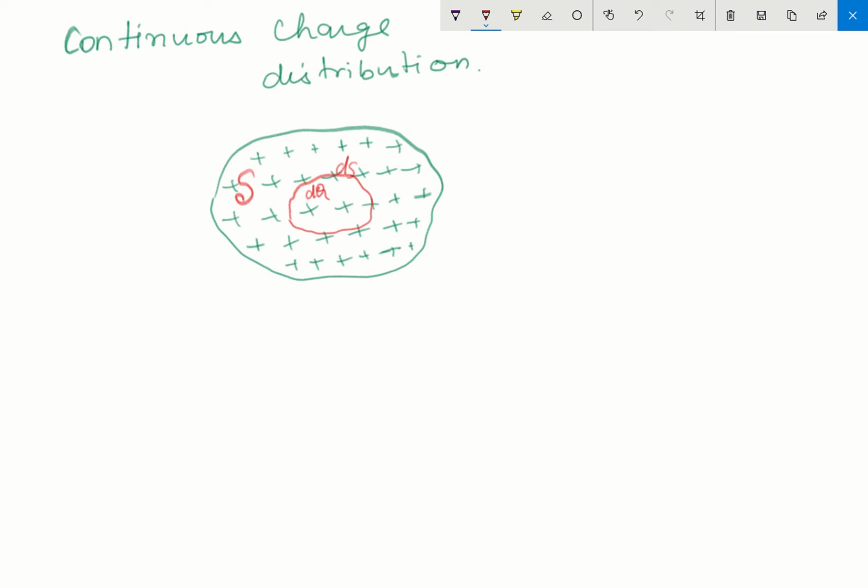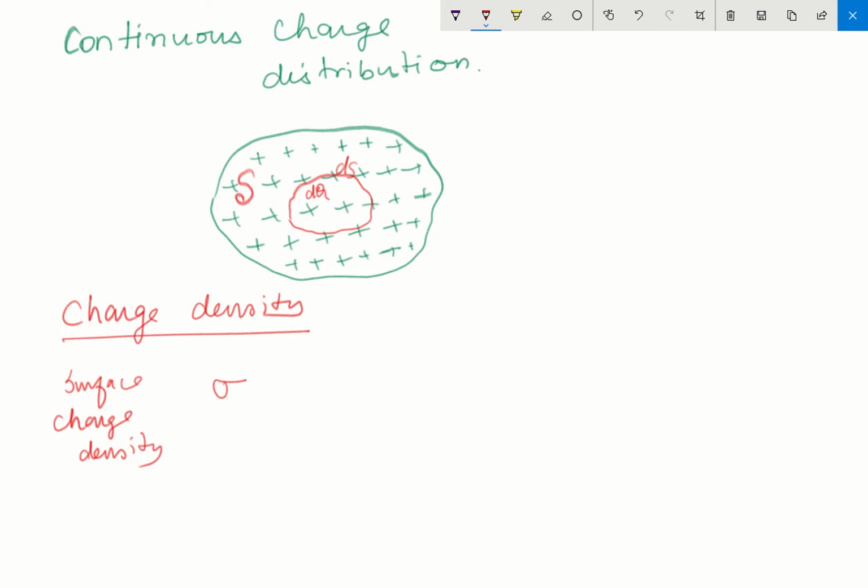Now I can find the total charge over the whole surface area S, since I have an idea about the charge in the small surface dS, that is dq. In that case we have to use one thing, what is called charge density. Here, since the charge is distributed over a surface, it is surface charge density, called sigma. Surface charge density σ equals dq divided by dS.